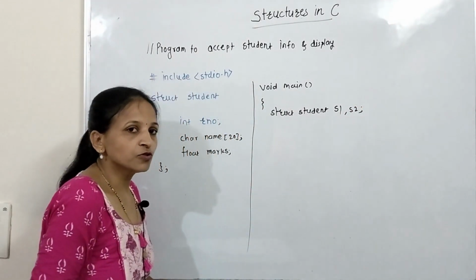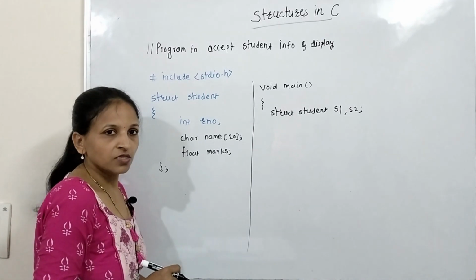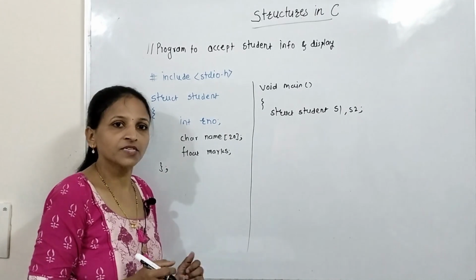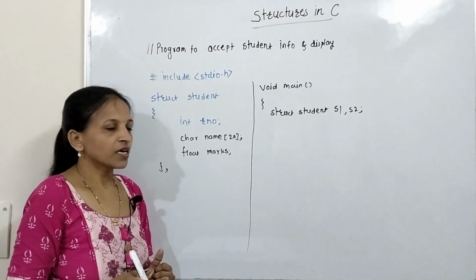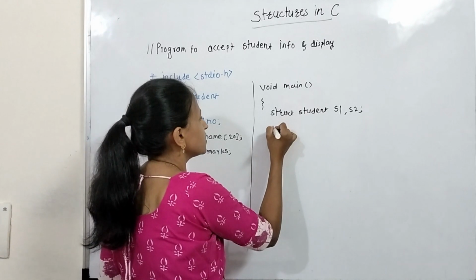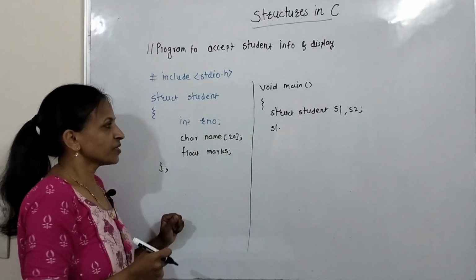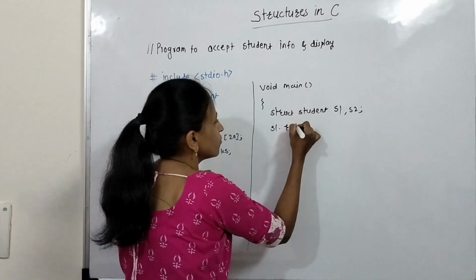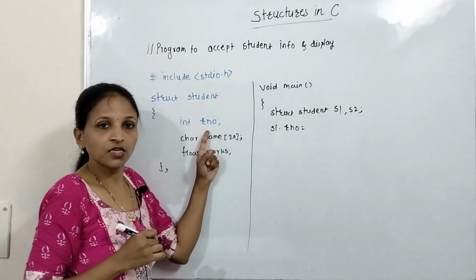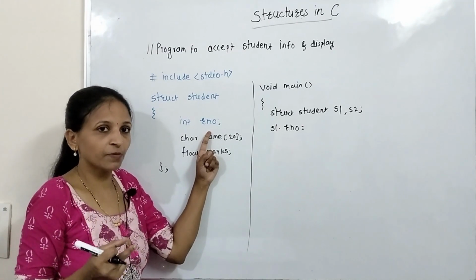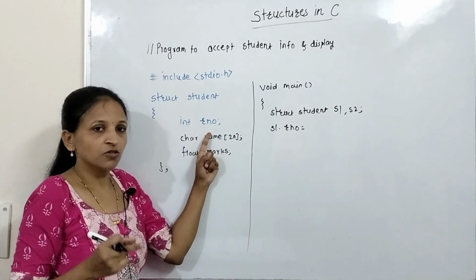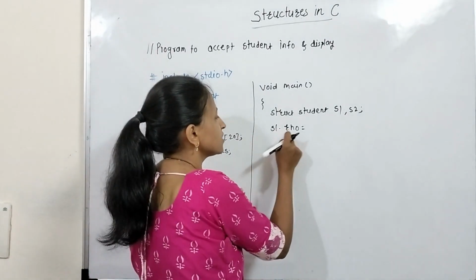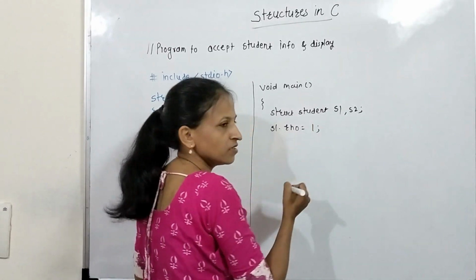Okay, now I want to store data about that s1 student. We can accept from the user, or we can directly store with the help of the assignment operator. Now see, we'll write s1 dot, what is the information about the first student, that is rno. How to fetch one particular member of that structure? Using the dot operator we have to fetch. The same thing I have done here, s1 dot rno is equal to 1.